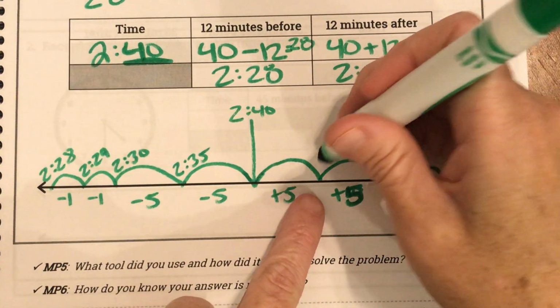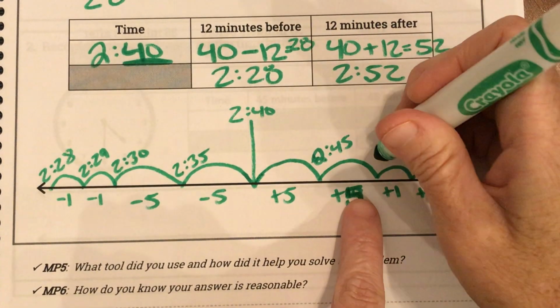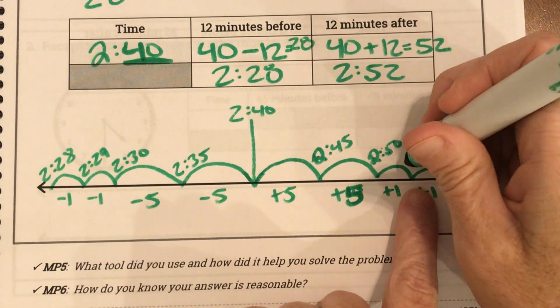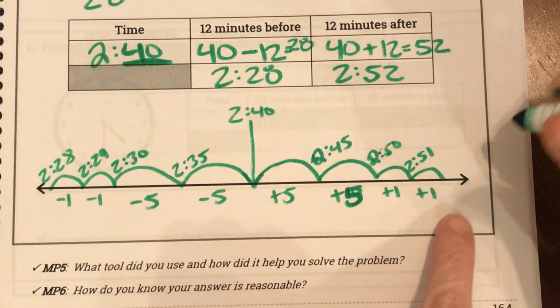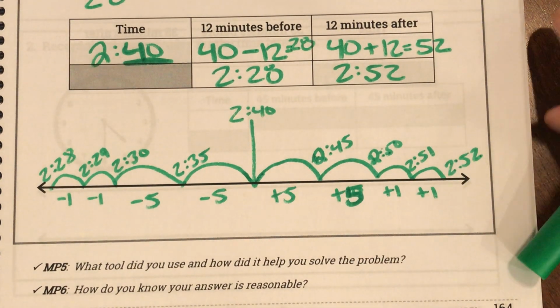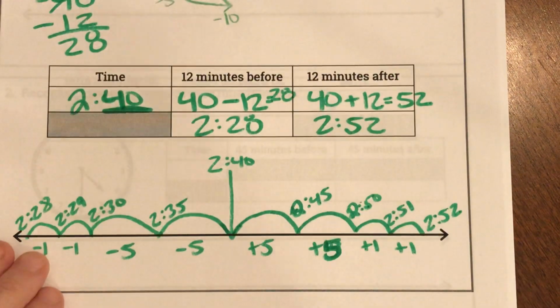So we'd have 240 plus 5 is 245, plus 5 more would be 250, plus 1 would be 251, and plus 1 more would be 252. So all 3 strategies gave us the same answer.